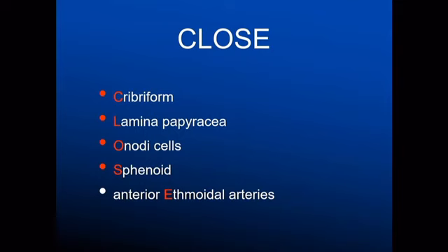The ENT surgeons are a simple bunch of people, so they like to have a limited number of variants that they think about, and they tend to use this acronym, the CLOSE system, for looking for those critical variants. What they're looking at is the cribriform plate, the lamina papyracea, whether there's Onodi cells or not, what the sphenoid looks like, because there's a lot of variants in the sphenoid, and where are the anterior ethmoidal arteries.